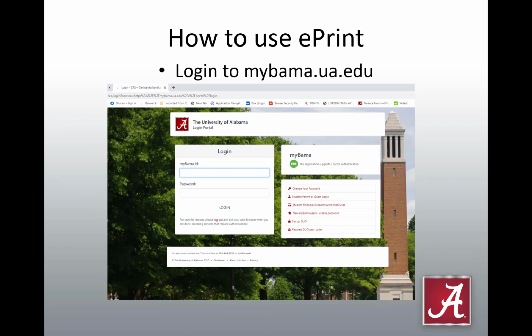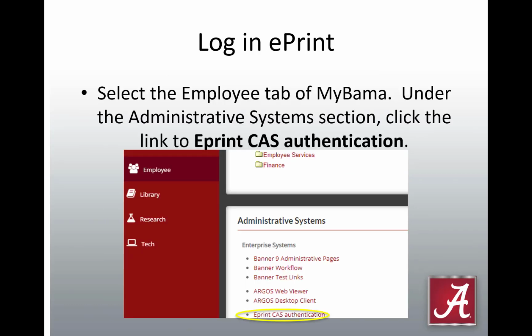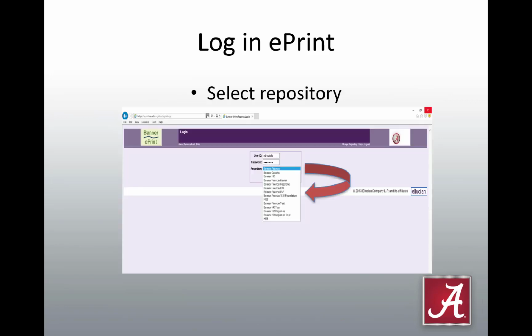To log in to ePrint, first log in to MyBama. Select the Employee tab of MyBama. Under the Administrative Systems section, click the link to ePrint CAS Authentication. Use the same ID and password as when logging into the MyBama portal. Next, you'll need to select a repository.